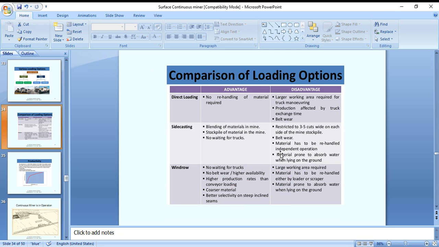Then, how do we compare? Comparison of the direct loading and side casting and windrow. One by one, we compare here. Comparison of loading options. For example, taking direct loading, no rehandling of material is required. So one advantage is that there is no rehandling.